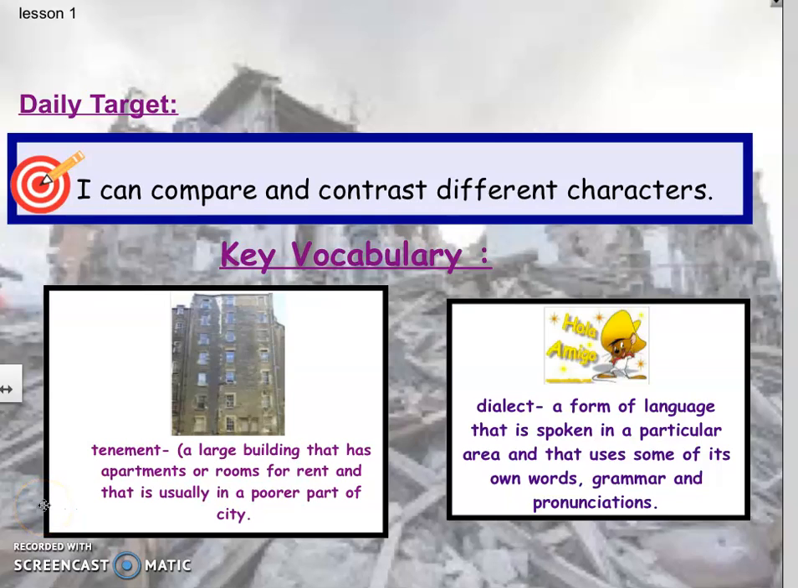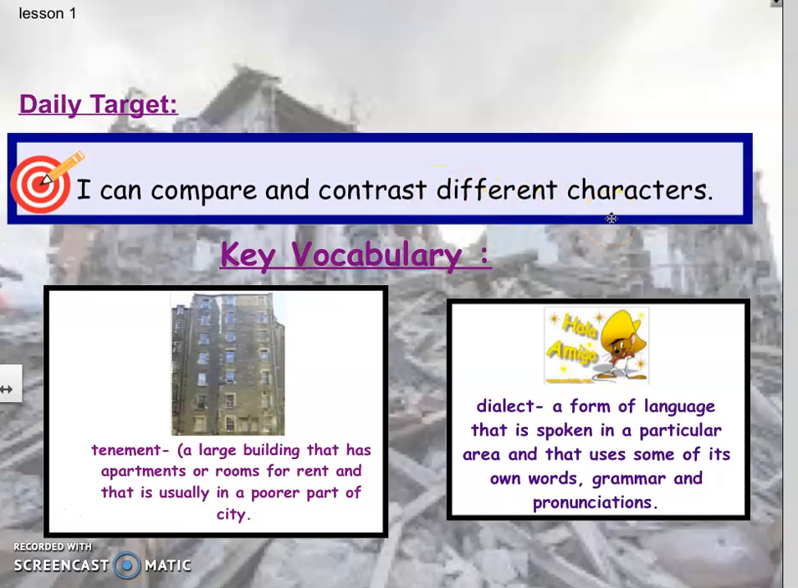Hello, boys and girls. This is Mrs. Ayers here with our next lesson in ELA. Today, you started your new book, The Earth Dragon Awakens, and we are going to focus today on I can compare and contrast different characters.